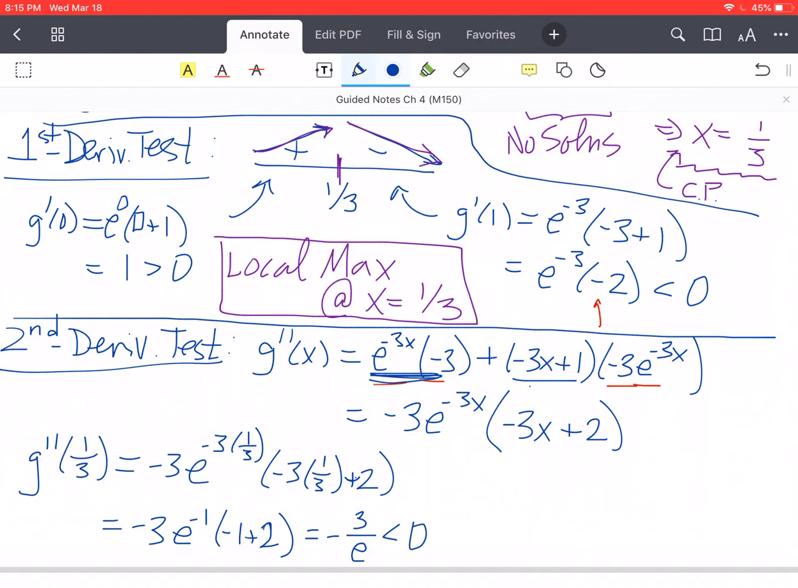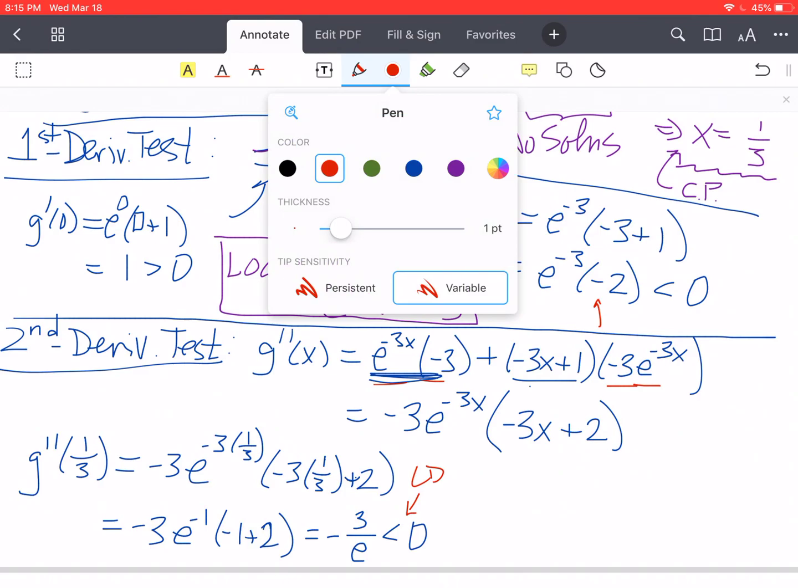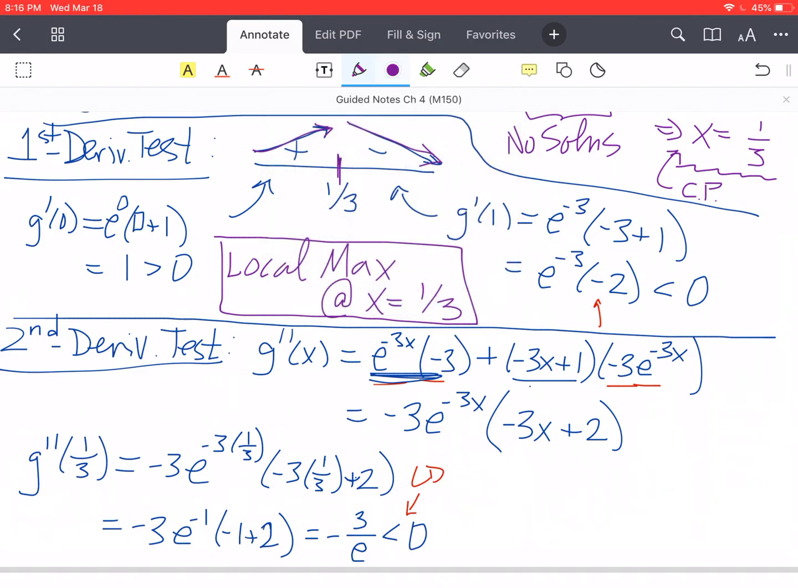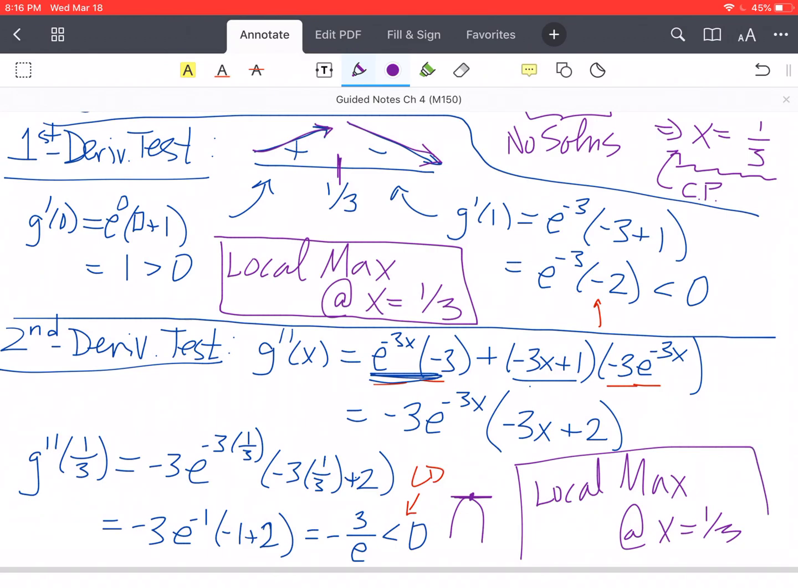So since the second derivative is negative, that tells us the graph is concave down. And since the graph is concave down, so again, that means that it looks like this. So that's our point with our zero slope, which means it must be a local max. So we have a local max at x equals 1/3. Which is exactly the same result that we got by using the first derivative test. Again, you would not need to use both in any given example, but this is just so you can see that they do both in fact give us the same thing.